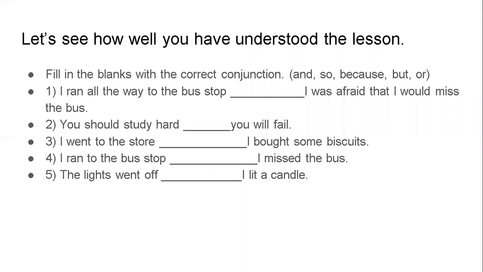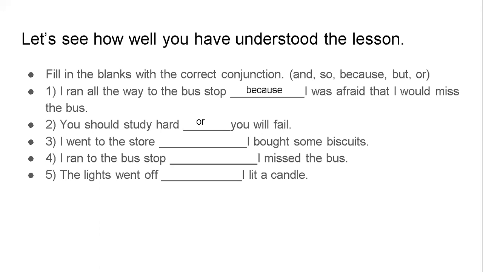Let's see how well you have understood the lesson. Fill in the blanks with the correct conjunction. You can use and, so, because, but, or. The first one, I ran all the way to the bus stop, dash, I was afraid that I would miss the bus. Which one would you use here? Because. The second one, you should study hard, dash, you will fail. What do you think you should use here? Or is the answer. The third one, I went to the store, dash, I bought some biscuits.